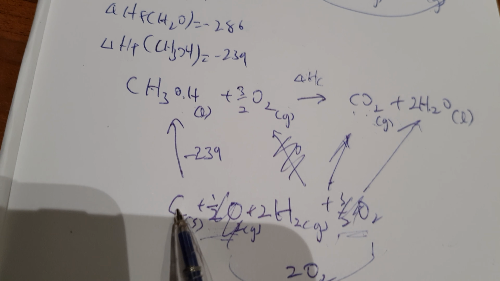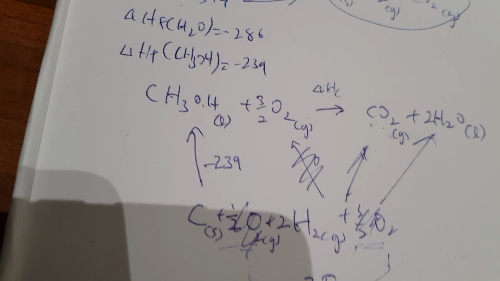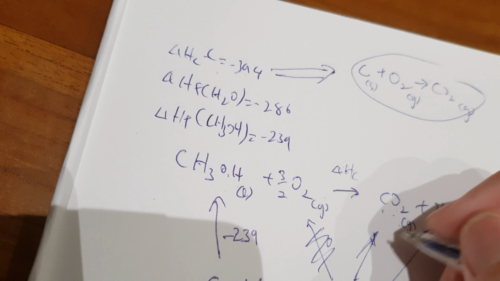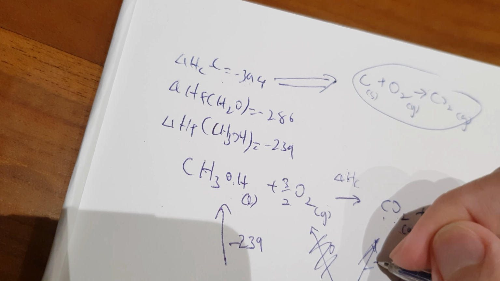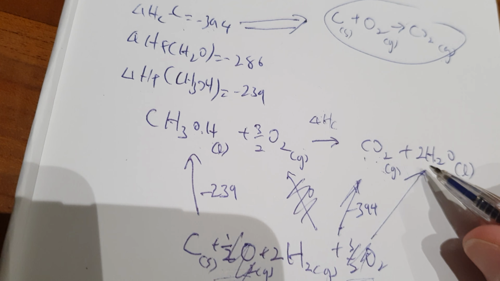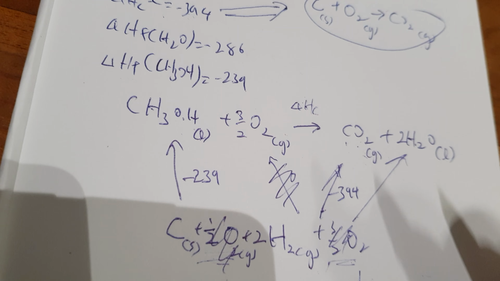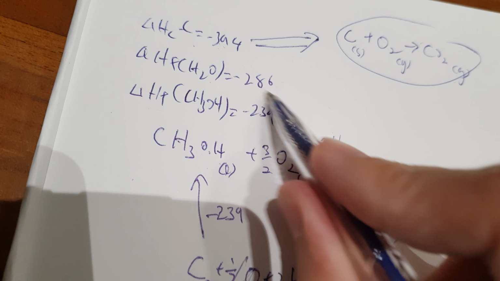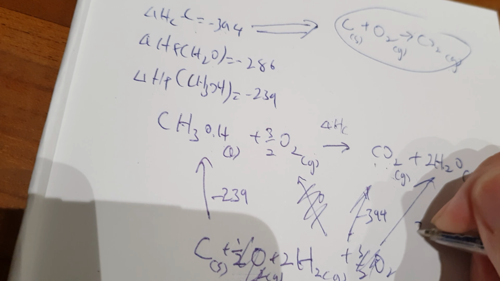So one carbon can make one CO2, it's okay. And then you need another O2, which is found here, it's okay. So it's automatically already balanced. So this will be minus 394. Now next we want to make 2H2O. So enthalpy of formation of water is minus 286. So this is 2 times minus 286.